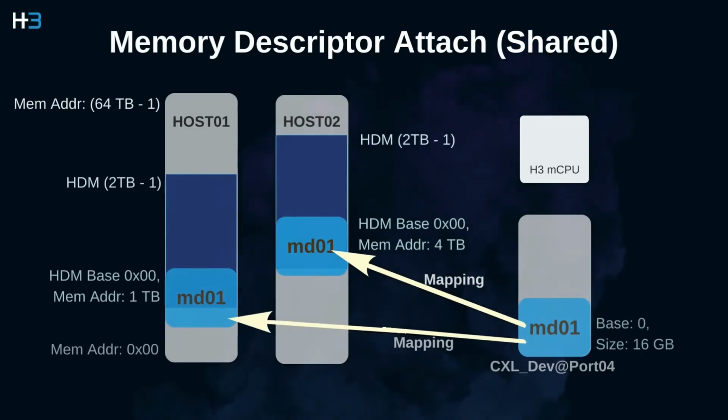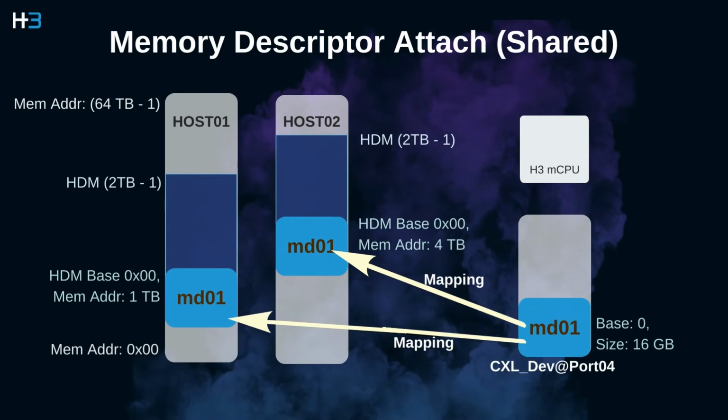What about the CXL memory sharing? One single memory descriptor can be mapped to 2 different hosts. 2 hosts can share the same physical memory. Please note that the NCPU does not control the memory write protection nor the memory cache coherence. The NCPU will only provide the sharing capability.